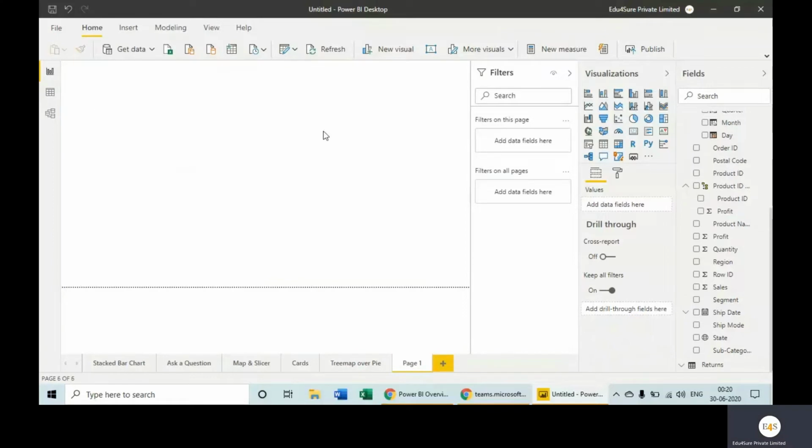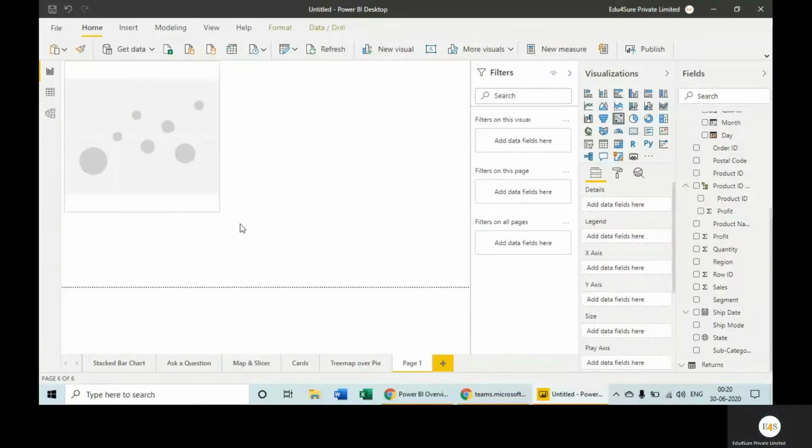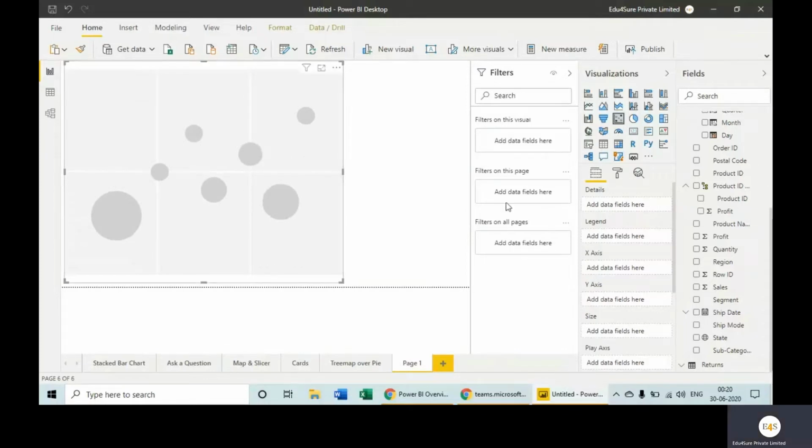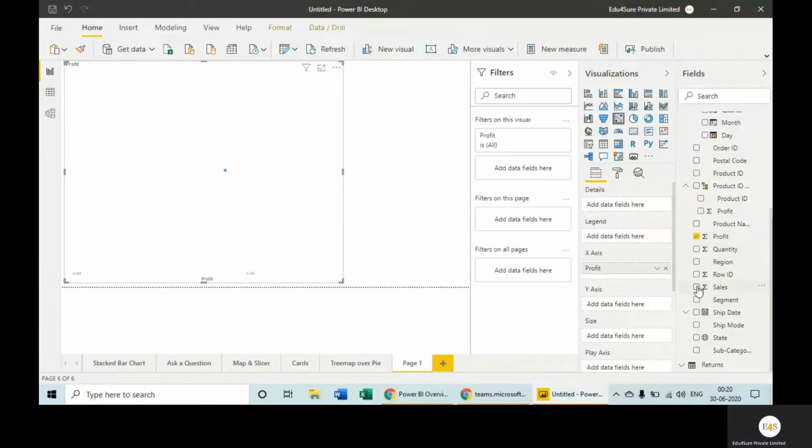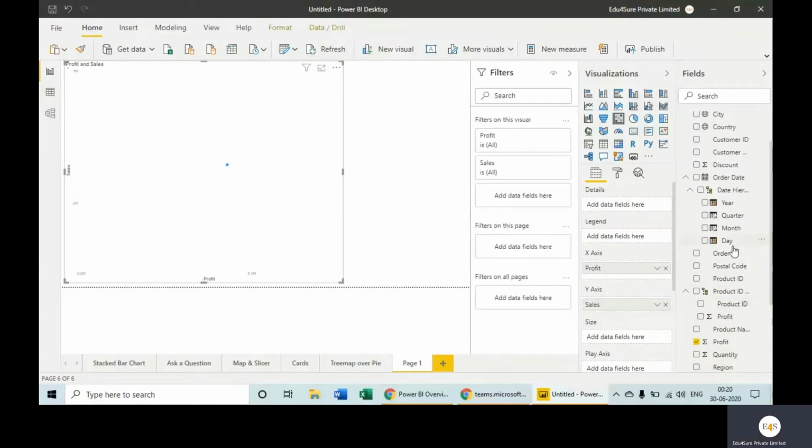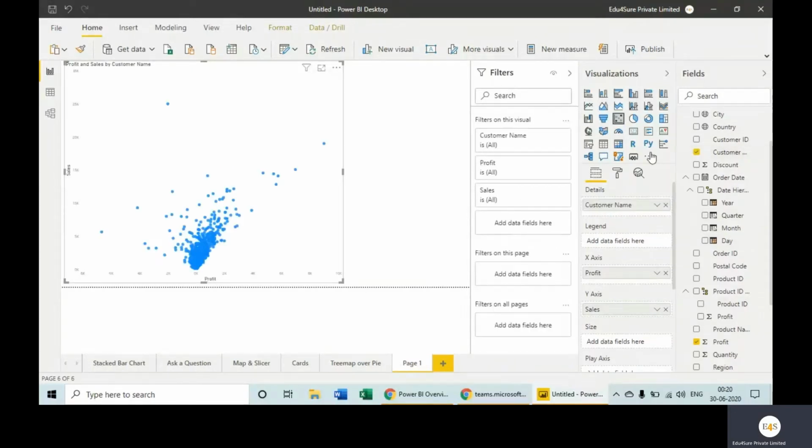Coming to the new report, we will use a scatter chart for it. We plotted it. We will take profit, sales, and because we need to find out those customers also who have given us the negative profit, we'll take customer name. So what is happening here? We will transfer the profit to the y-axis.